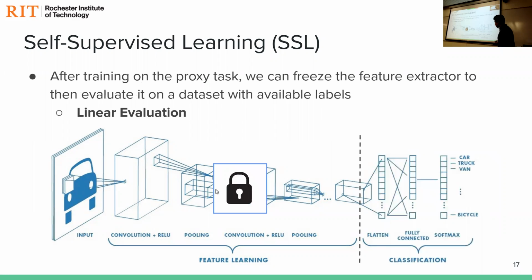After training with that proxy task, how do we know if these features are good or not? So we need to evaluate them. And the way we do that is after we have trained those, we freeze this first set of the network, the one that is in charge of feature learning. That means that we are not going to change those weights again. But now we plug in the classification part of the network, and then we can grab some data set that has labels and do the evaluation and see how good these features are. That's called linear evaluation.